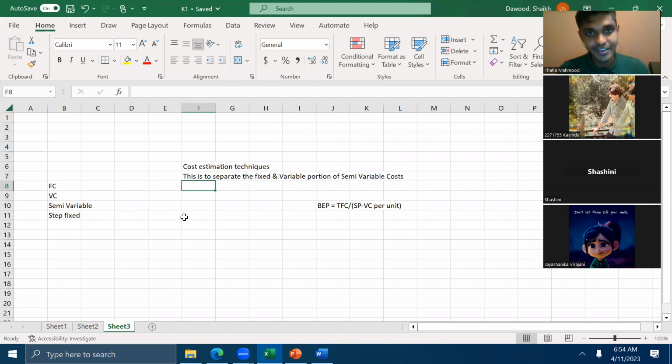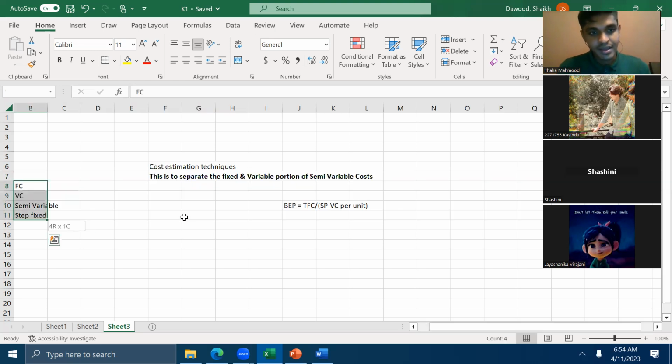Hi, I hope you all understood what we are about to learn now. Cost estimation techniques කියන එකෙන් අපි ඉගෙන ගන්න යන්නේ මෙන්න මේක තමයි. Separating the fixed and variable portion of semi-variable cost. Now, we learn in professional courses three methods. Three methods තමයි අපි basically professional courses වල ඉගෙන ගන්නේ. But in our course, they have included two more methods.